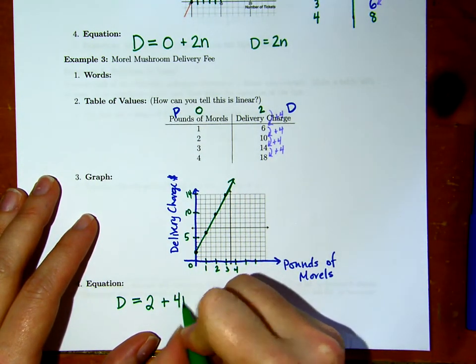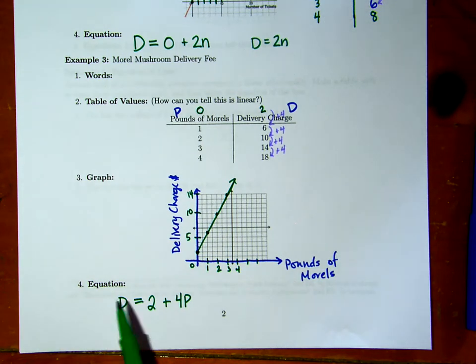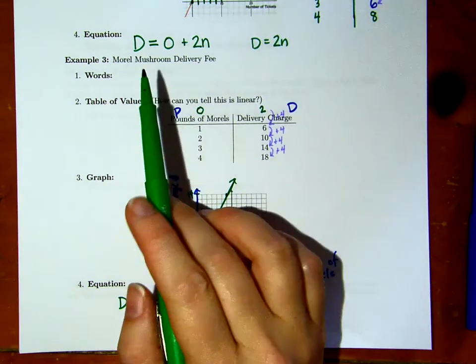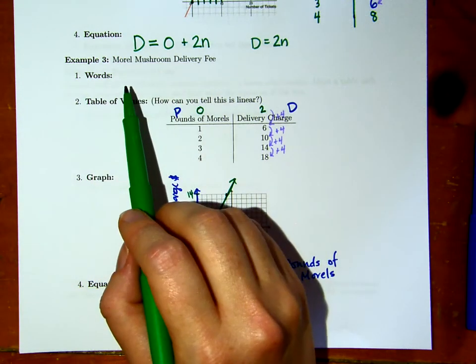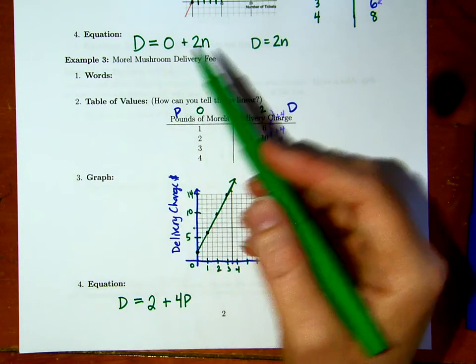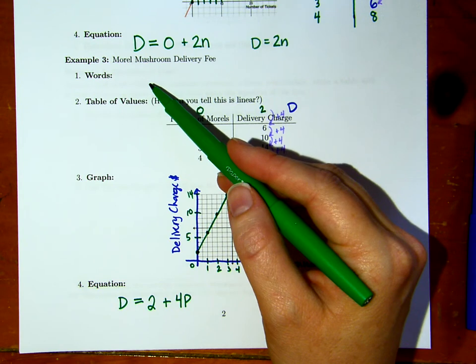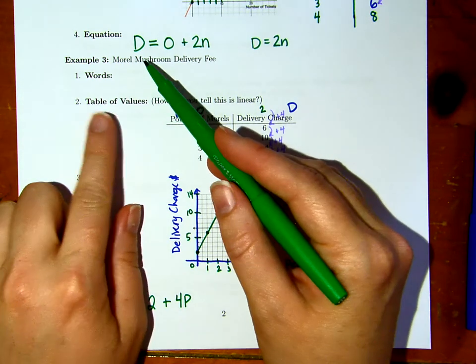So, okay, so it starts at $2, and for each additional pound, add $4. Or you would add $4 P times because that's the number of pounds. Okay, and now we need words here. So there's a $2 flat fee plus $4 per pound to deliver morel mushrooms.